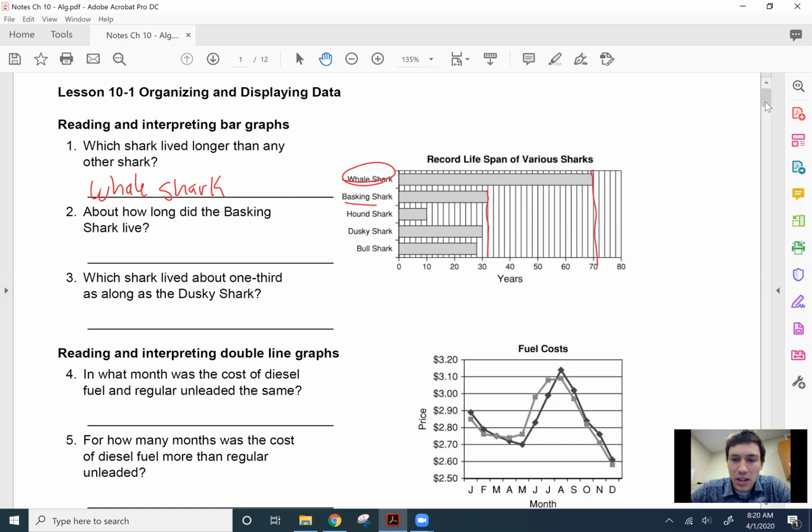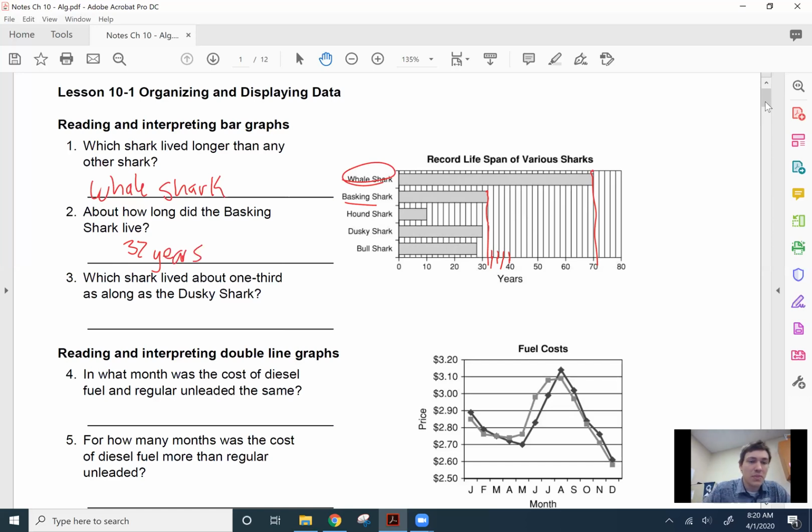So if we look here, notice, so here's 40. It's broken up into 5 increments. So that means each one of those tick marks is 2. So based on that reasoning, this would say it was at 32. So it would be 32, 34, 36, 38, 40. So how long did the basking shark live? 32 years.